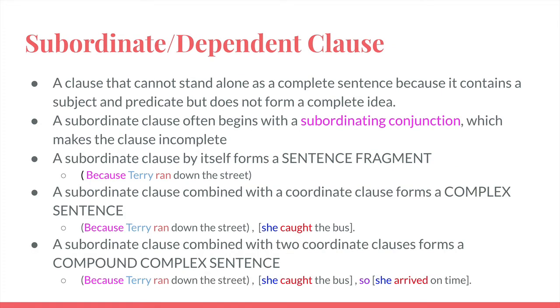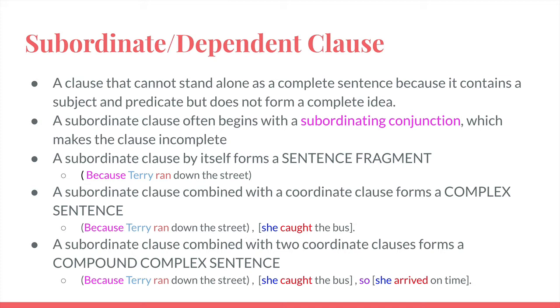Now, a subordinate or dependent clause is a clause that cannot stand alone as a complete sentence because it contains a subject and predicate, but it does not form a complete idea. Now, a subordinate clause often begins with a subordinating conjunction, which is that word that makes the clause incomplete. Now, a subordinate clause standing by itself actually forms a sentence fragment. That's a really bad idea.